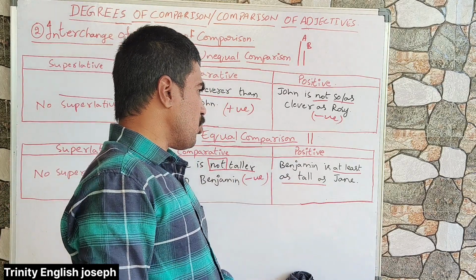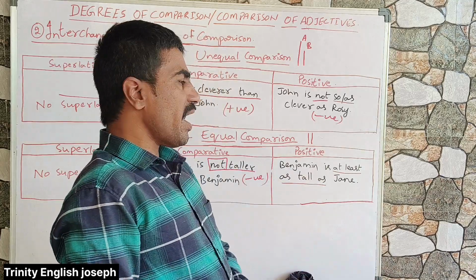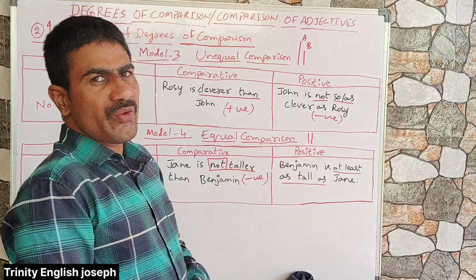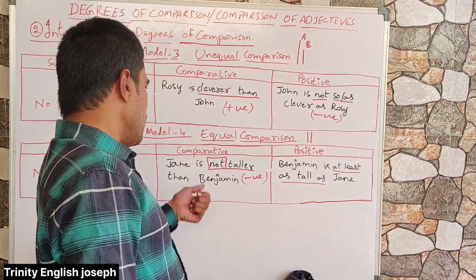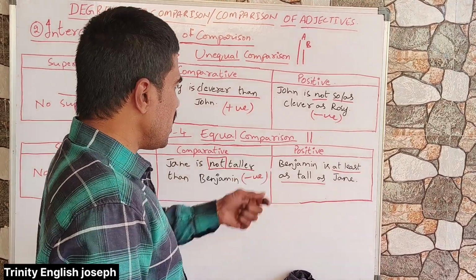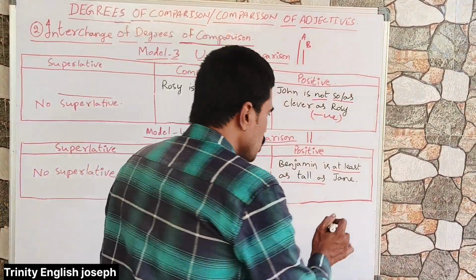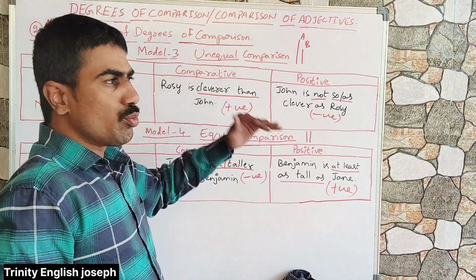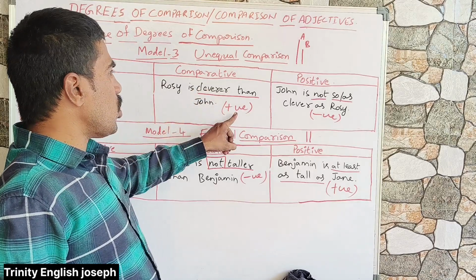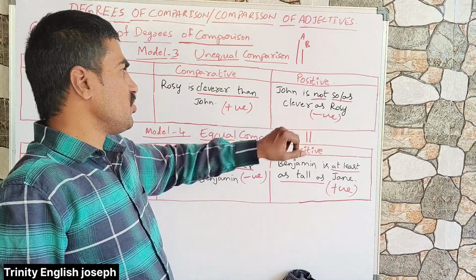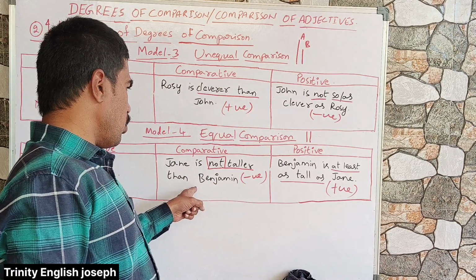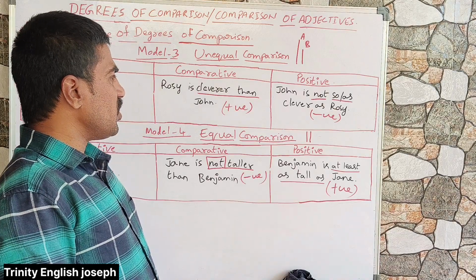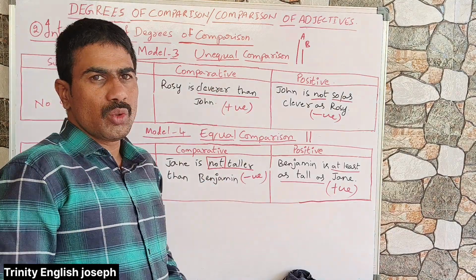And then if you just see in the positive, Benjamin is at least as tall as Jane. So here Benjamin and Jane almost are equal in their height. So in that way, John is not taller than Benjamin when you say Benjamin is at least as tall as Jane. So here we have a positive sentence. When you remember these two models, if you have a positive in the comparative, we have a negative in the positive sentence. And here also in model 4, if you have a negative in the comparative, in the positive you again have a positive. So they are two opposite to each other.